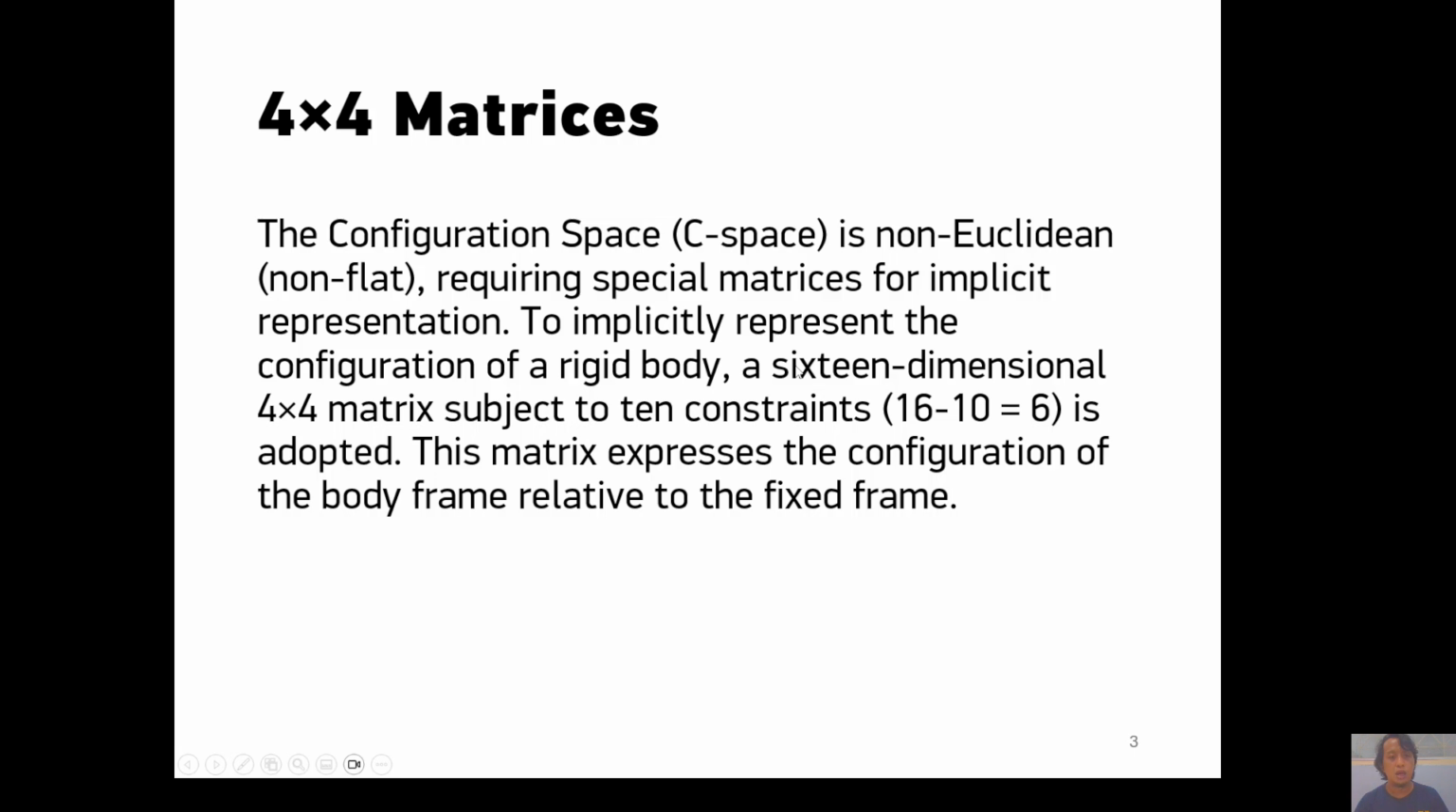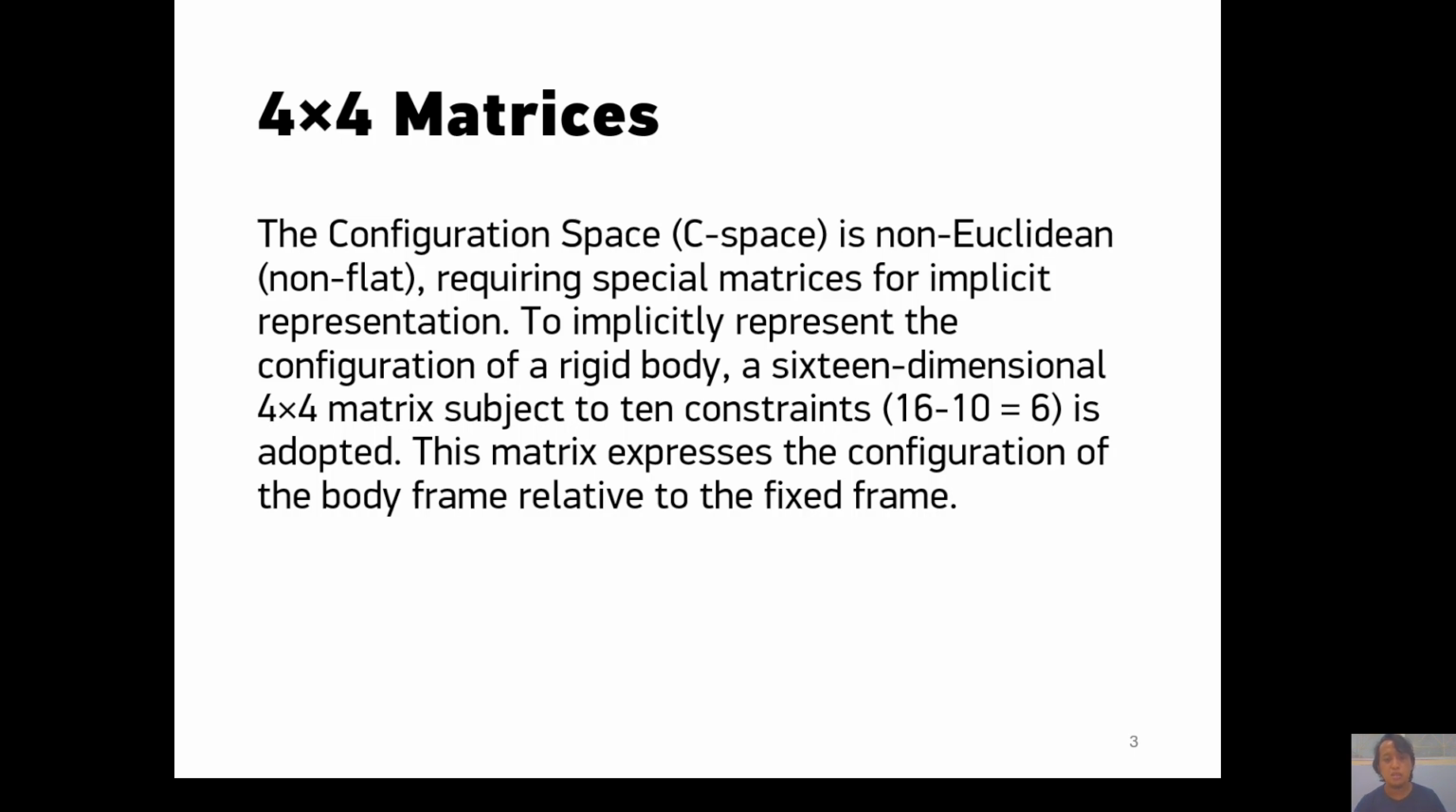For me, I have some confusion about the homogeneous matrix. First of all, why does it use 4 by 4 matrices? Sometimes in other books we use 3 by 3 matrices. Why 4 by 4? Because the configuration space, or C space, is non-Euclidean, or non-flat.